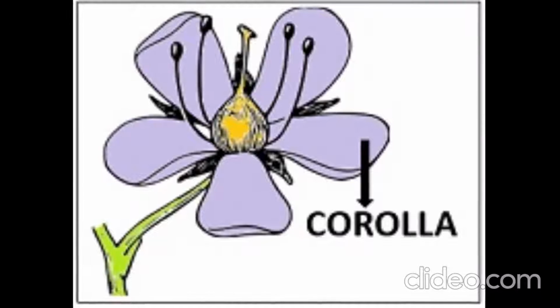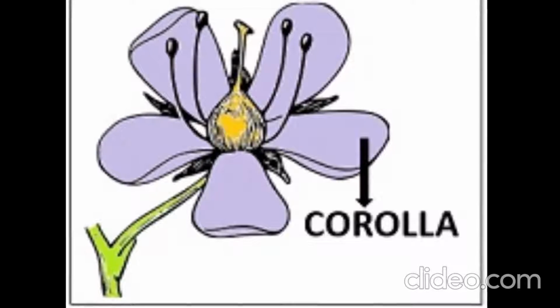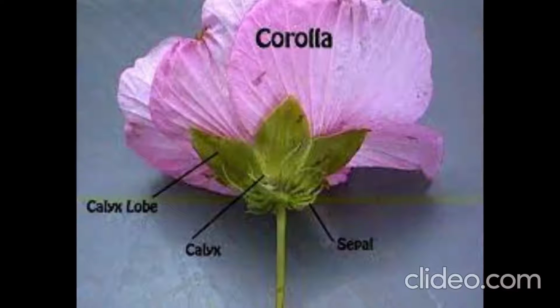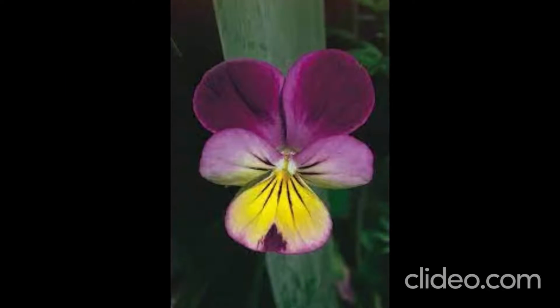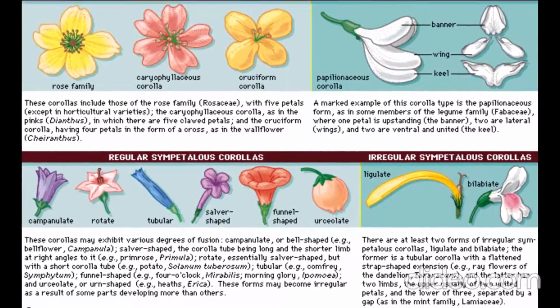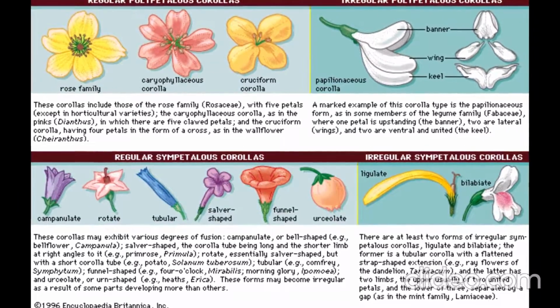Number 2. Corolla. Made up of petals, it forms the second inner whorl and is next to the sepals. They are usually white or colored but rarely green. The petals make the flower attractive.